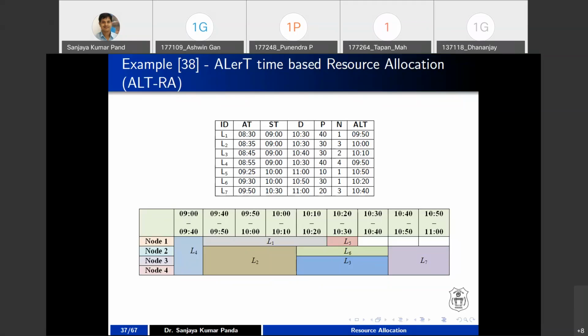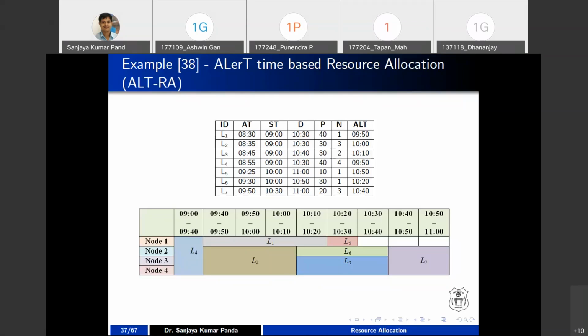You can see in this slide we have 7 leases with their arrival time, start time, deadline, period, notes, and alert time. How are you going to calculate the alert time? You have seen previously in the Hygia algorithm, we are using the slack value. In case you require rescheduling or a swapping operation, before that you calculate the slack value. And these leases are sorted according to the increase of the slack value in the Hygia algorithm.